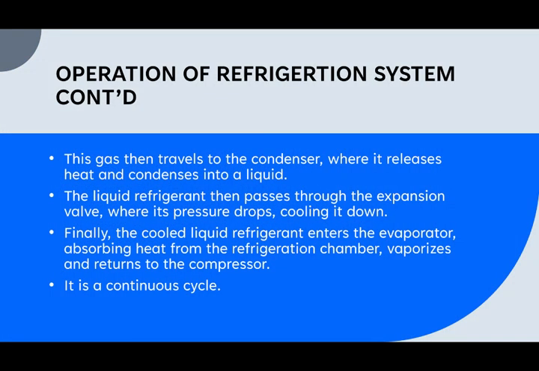This gas then travels to the condenser, where it releases heat and condenses into a liquid. The liquid refrigerant then passes through the expansion valve, where its pressure drops, cooling it down. Finally, the cooled liquid refrigerant enters the evaporator, absorbing heat from the refrigeration chamber, vaporizes and returns to the compressor. It is a continuous cycle.